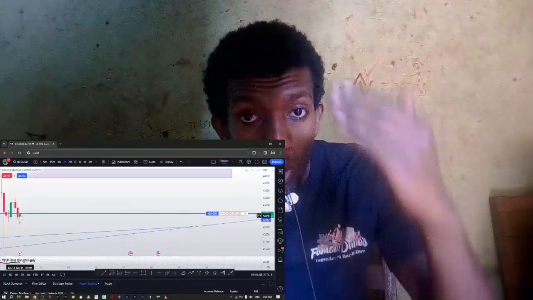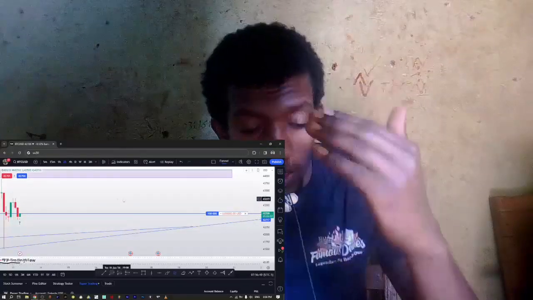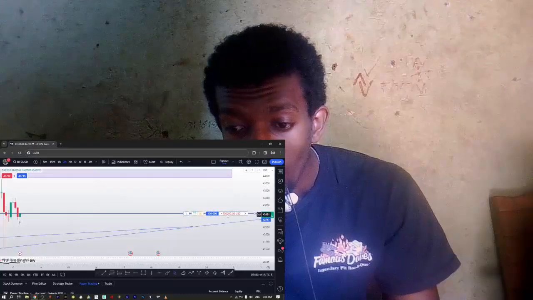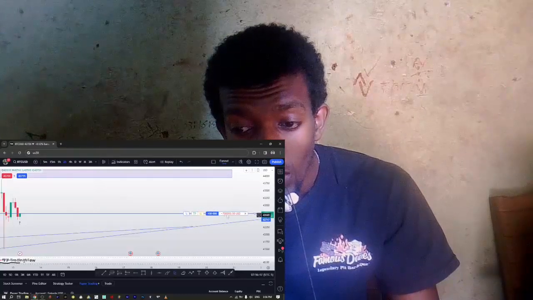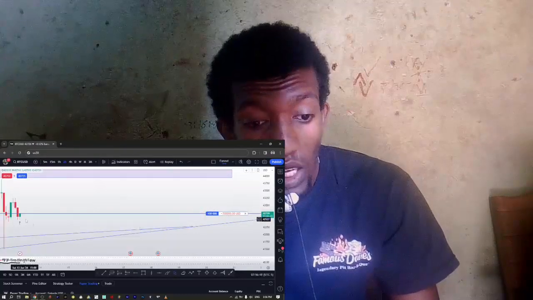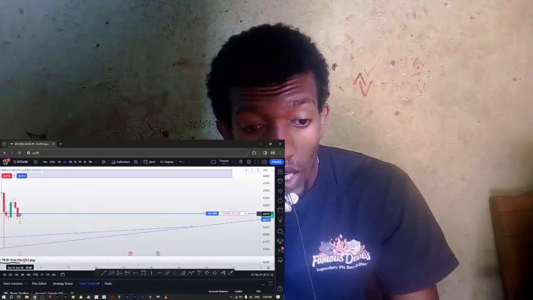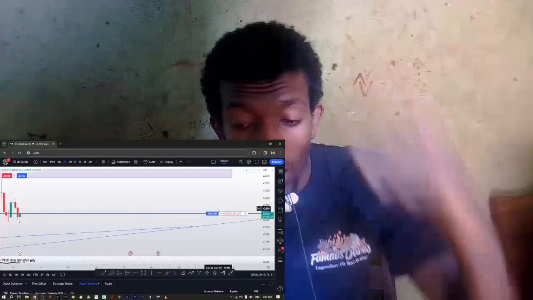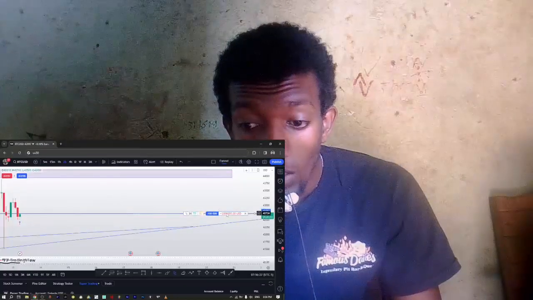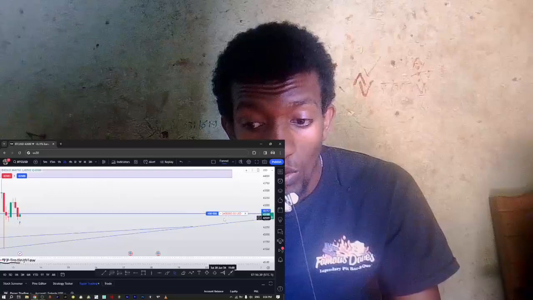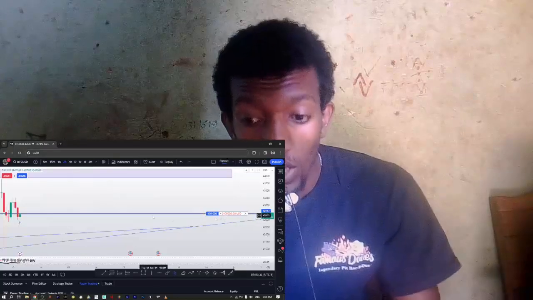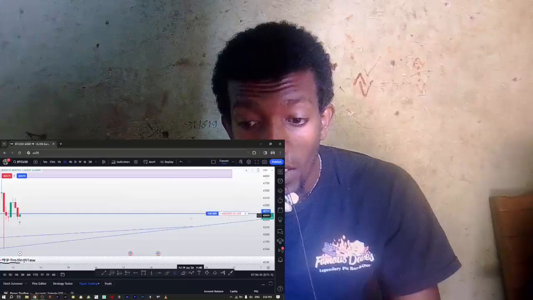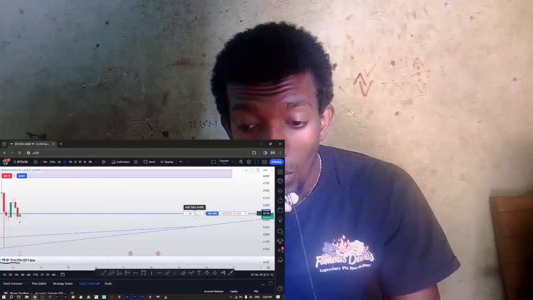I have entered a buy. Now I want the price to go up. If the price goes up, I will be profiting. As you can see here, the number is now in red, which means I am losing now, because the market is now going down. If the market goes up, the number will turn green because it shows you that you are profiting. So this is how you do it.